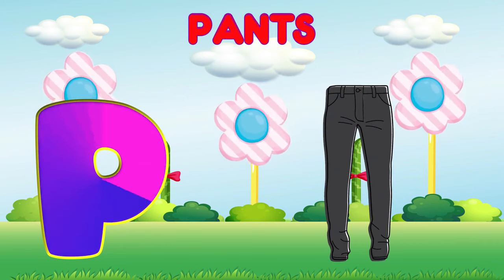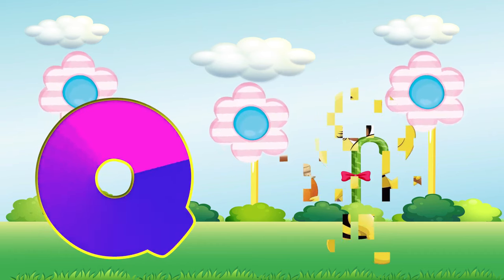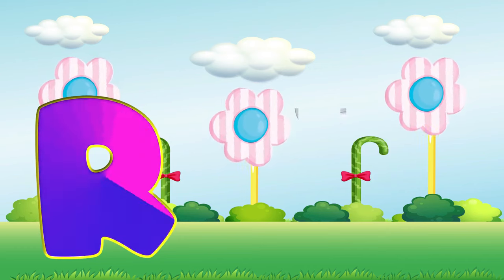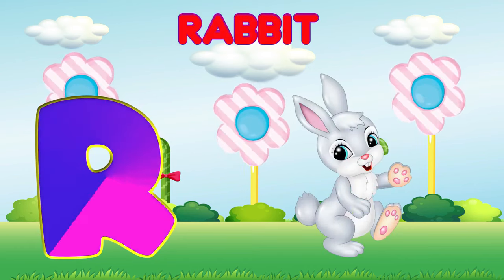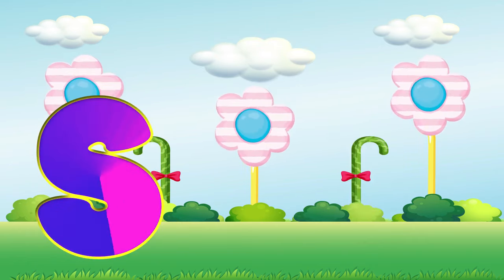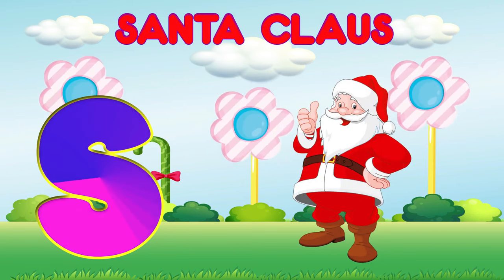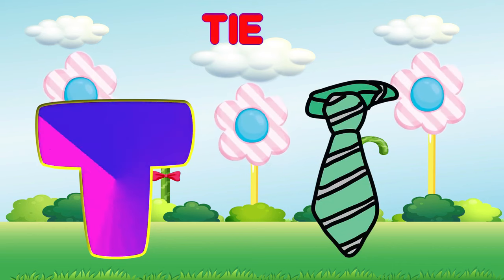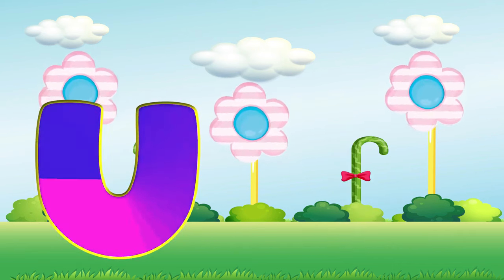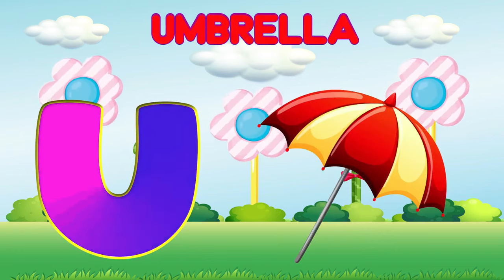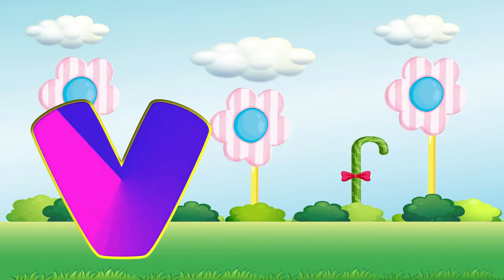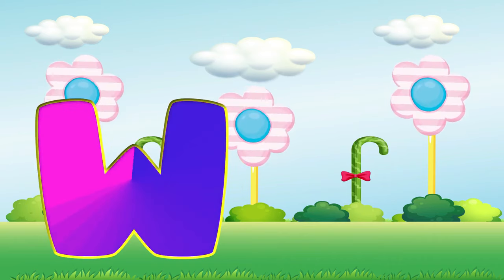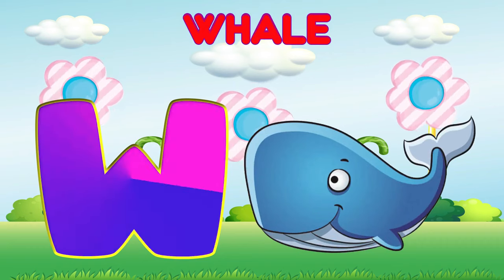P for pants. Q for queen bee. R for rabbit. S for Santa Claus. T for tie. U for umbrella. V for vet. W for whale.